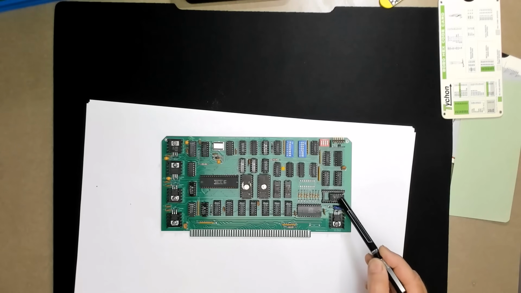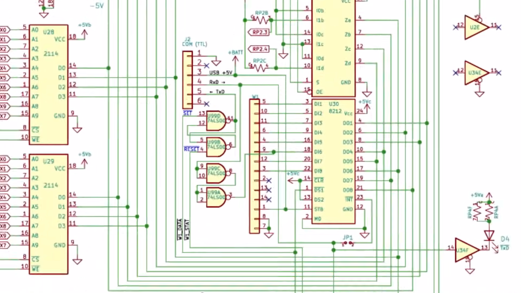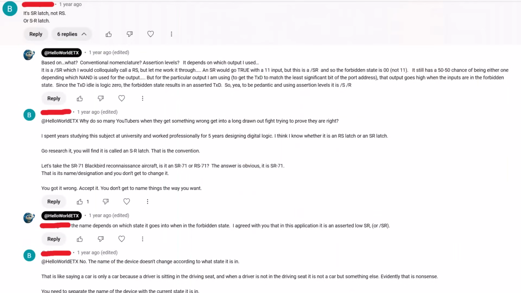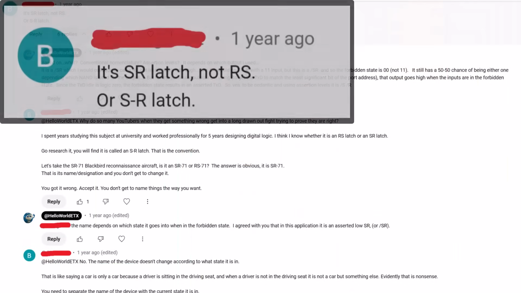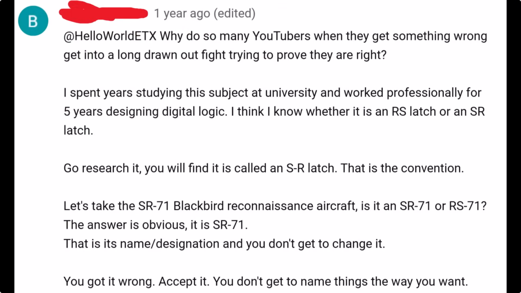In some videos talking about my solid-state music work-alike board, I made frequent use of the term RS latch. To add a serial port, I had created an RS latch in the traditional method of cross-connecting a pair of NAND gates. And a viewer was quick to leave a comment to definitively inform me that, in no uncertain terms, I was clueless because there was no such thing as an RS latch. There are only SR latches.